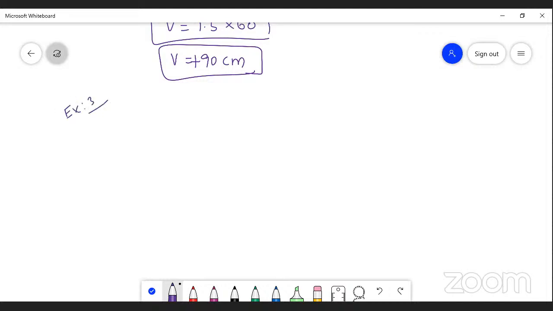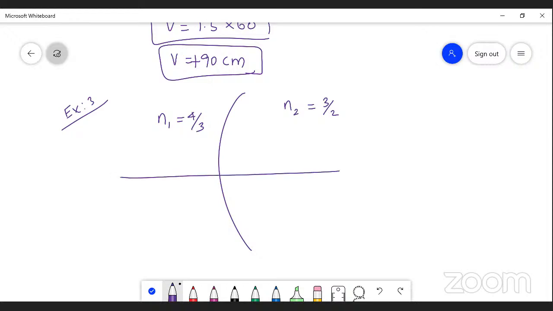Example 3. This is the refracting surface. This medium is the first medium, N1 is equal to 4 by 3. And this is the second medium, N2 is equal to 3 by 2. This is the principal axis, and this point is the pole.